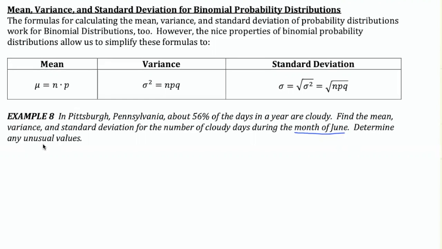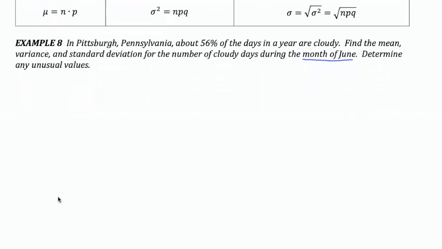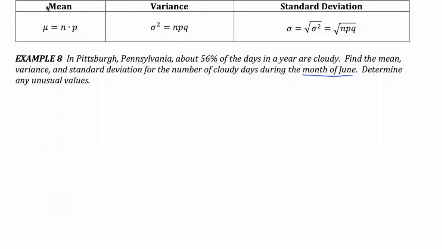Determine any unusual values. Okay. If I'm going to use these formulas, I need my N, my P, and my Q. So I need the number of trials. Now, I'm only doing this for the month of June. You need to know how many days there are in June. Well, there are 30. So there's going to be 30 trials here. I'm going to look at 30 different days in June.